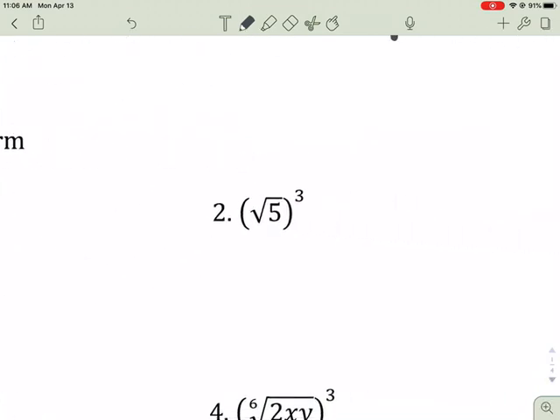Let's try this one. We have the square root of 5 cubed. The index again is 2, so my denominator is going to be 2. In this case, I have an exponent, which is going to give me 3. So this is 5 to the 3/2. Why don't you pause the video and try the next two on your own.